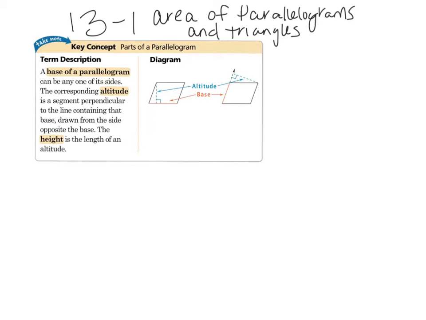And then you see altitude. Altitude is actually the height. The height is just considered what's called the length of the altitude. So the altitude and the height are the same thing. And we've had to use this before, so this hopefully doesn't sound unfamiliar to you. So basically, for a parallelogram, you have a base and a height, but we call the height altitude, so it can be called either way.